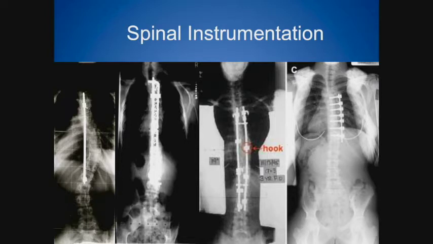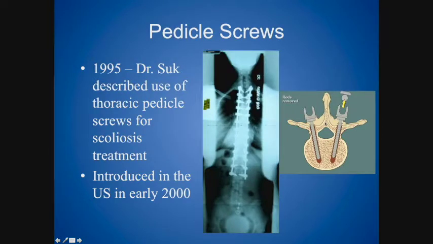That changed in the 60s when we started putting in instrumentation. I'm sure some of you have heard of Harrington rods. Harrington rods, this guy right here, which was kind of like the first instrumentation system that came out. And there's a whole progression of different systems that came out after that.